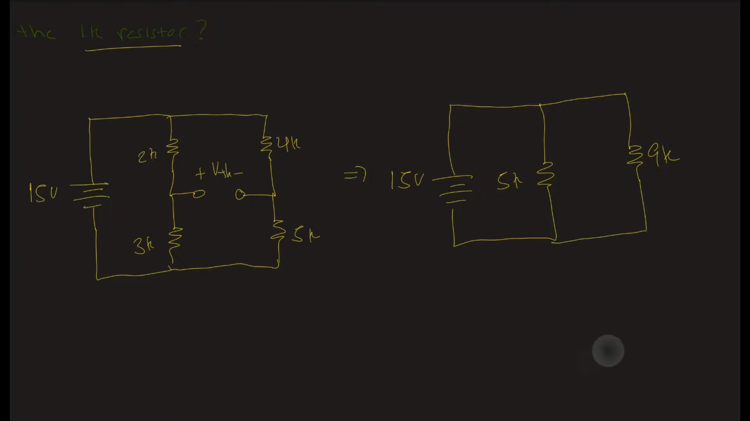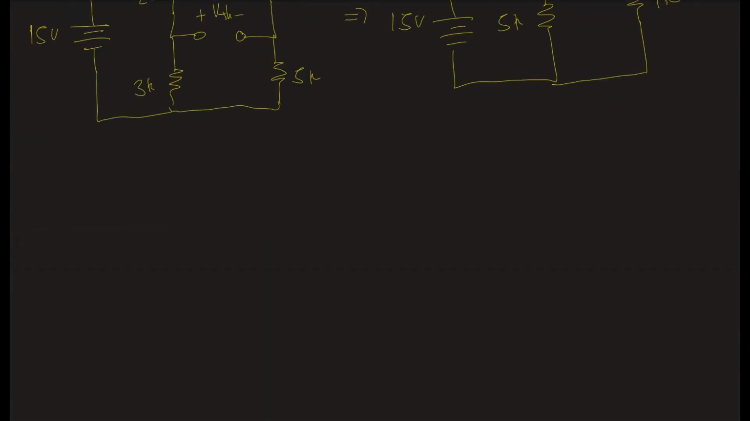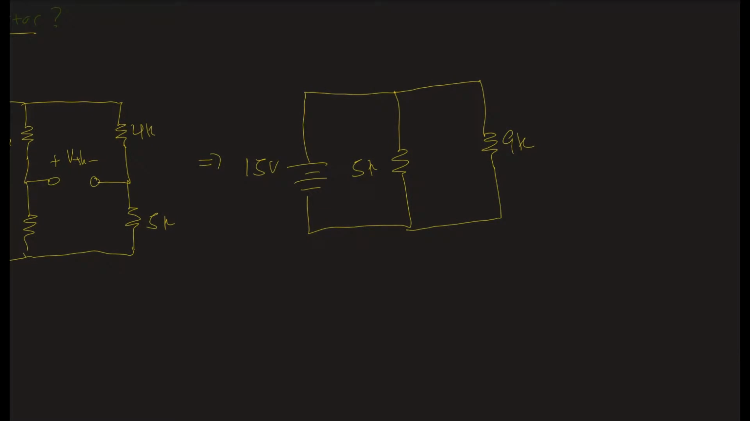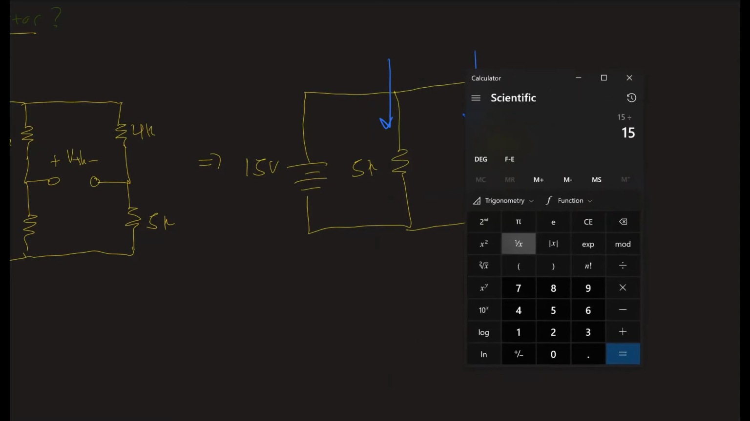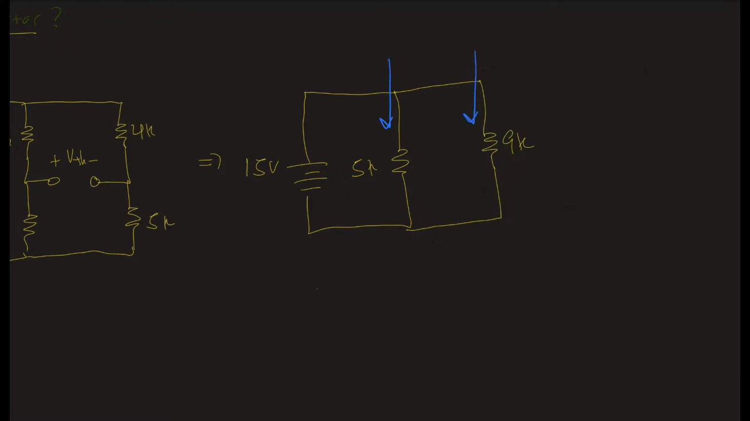I could break it down another step, but I don't actually have to. All we need to get the voltage are the currents on this. Before I had you solve every possible thing, now let's just solve for exactly what we need. I need the current here, and I need it here. So I've got 15 volts divided by 5K, so we have 3 milliamps on the left side.